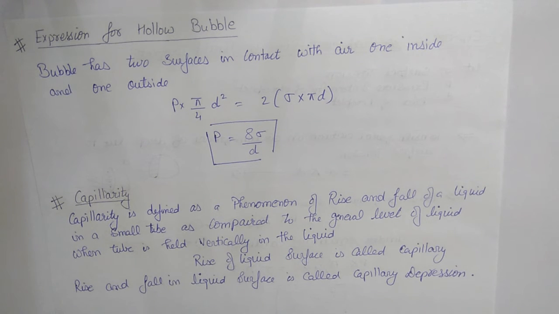Moving on to the other topic, that is capillarity. Capillarity is defined as the phenomenon of rise and fall of a liquid in a small tube as compared to the general level of the liquid when a tube is held vertically in the liquid. The rise of liquid surface is called capillarity rise, and the fall in liquid surface is called capillarity depression.